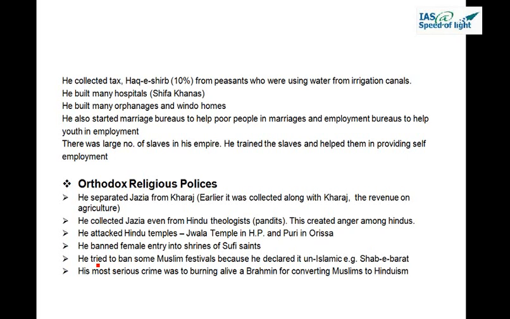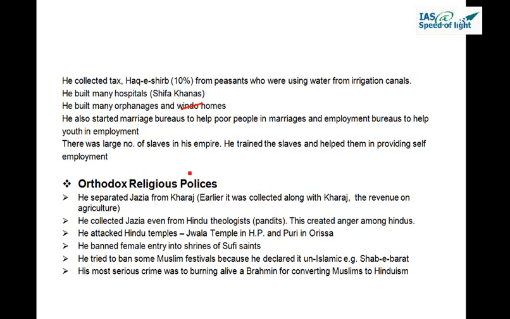He collected a tax, Haq-e-Sharib, from the peasants who were using the water from the irrigation canals. He built many hospitals, orphanages, and widow homes. This is widow, not window. He also started marriage bureaus to help poor people in marriages, and employment bureaus to help youth in development. There were a large number of slaves in his empire, and he trained the slaves and helped them in providing self-employment.